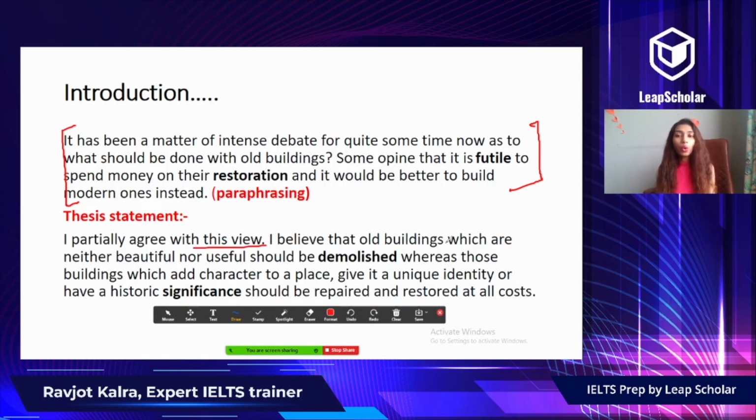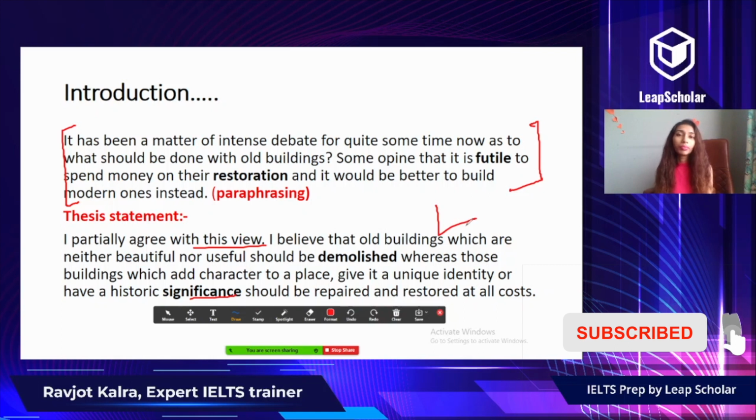I believe that all buildings which are neither beautiful nor useful should be demolished, whereas those which add character to a place, give it a unique identity, or have a historic significance should be repaired and restored at all costs. So there are two things that I will be describing in the body paragraphs. These two key points have been mentioned in the introduction.